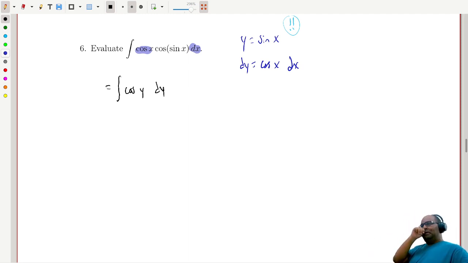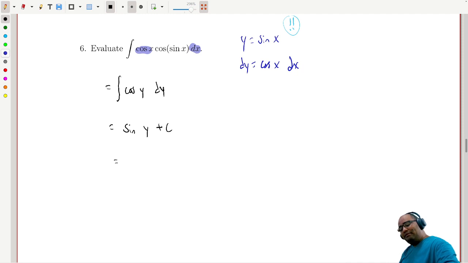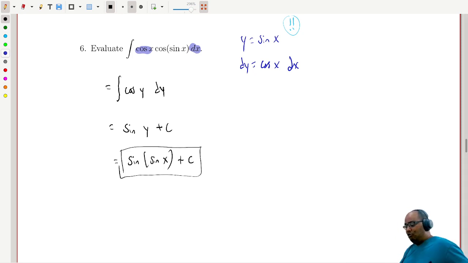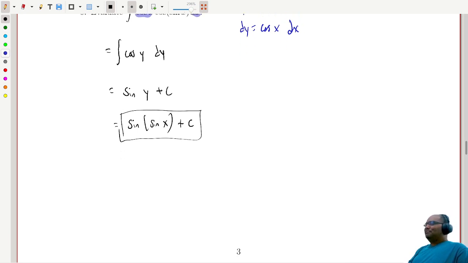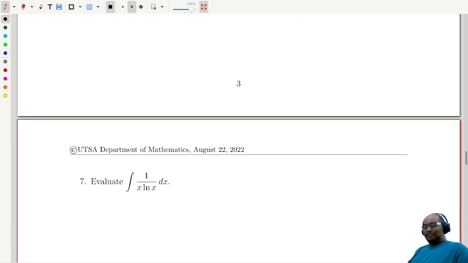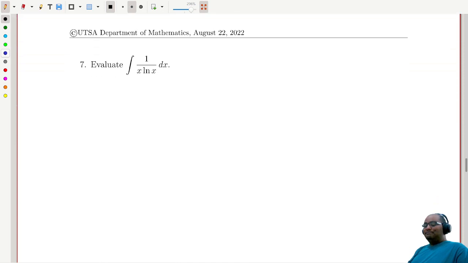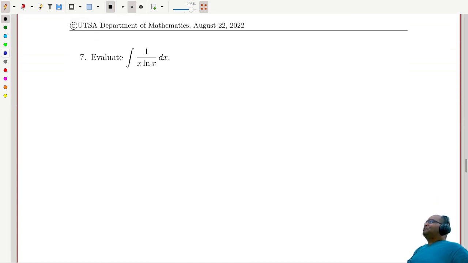Now we're back to a basic one. Antiderivative of cosine is sine of y. Okay? And then just go back to the original variables. Sine of x plus a constant. Okay? You can always double check your answer by taking a derivative. Okay? Let's see. We got a few more here. Okay, and then we'll end the part here.